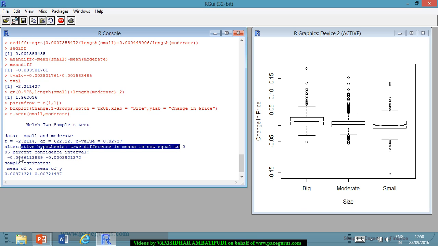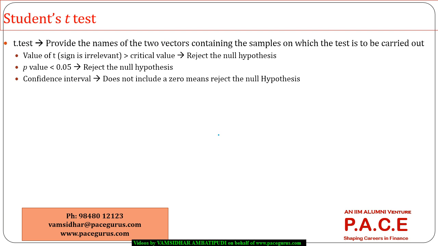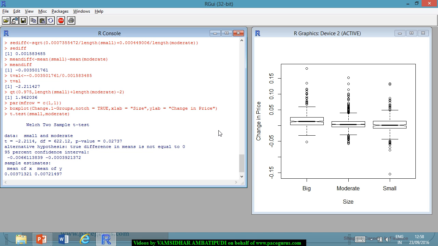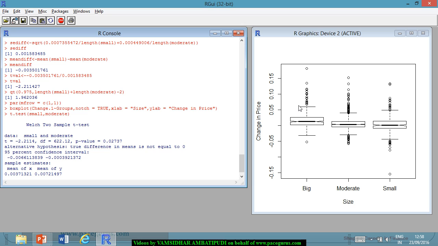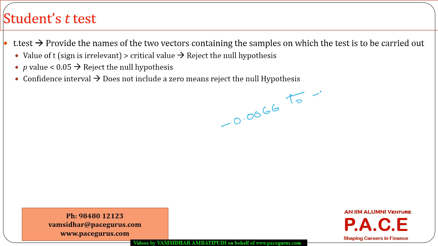So for the 95% confidence interval, the mean of x is 0.0037, that is what we have got, and the mean of y is 0.0072. So we can say that this is the difference that exists in the means. But the 95% confidence interval of the difference is -0.0066 to -0.00039. So what we are saying is I am 95% confident that the difference between the means of the two groups will lie within this range itself.